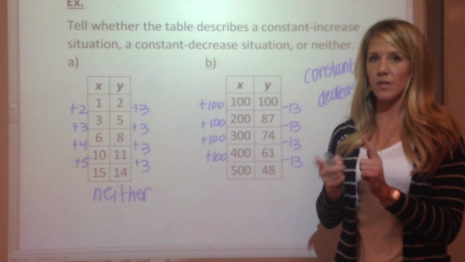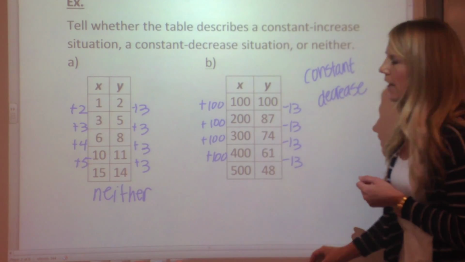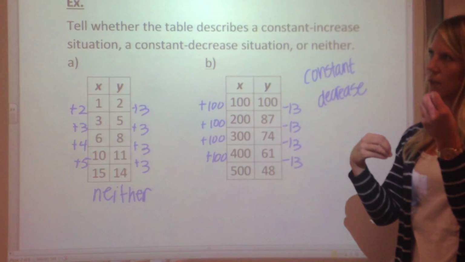X and y are not doing the same thing. As one gets bigger, the other gets smaller. And maybe you kind of are tying that into what would that look like as a graph?